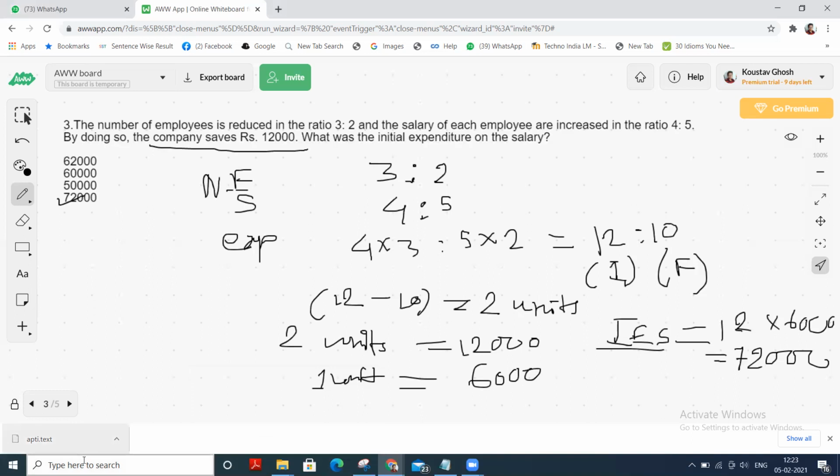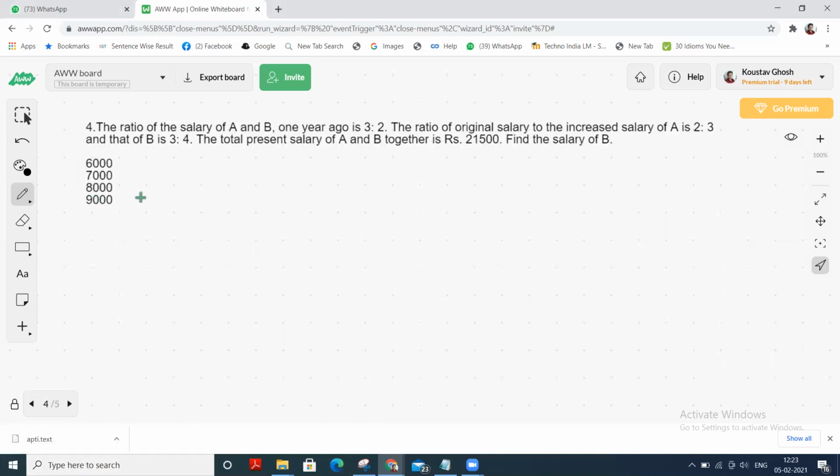Okay. Now go to the next question. The ratio of the salary of A and B 1 year ago is 3:2. The ratio of original salary to the increased salary of A is 2:3, and that of B is 3:4. The total present salary of A and B together is rupees 21,500. Find the salary of B.